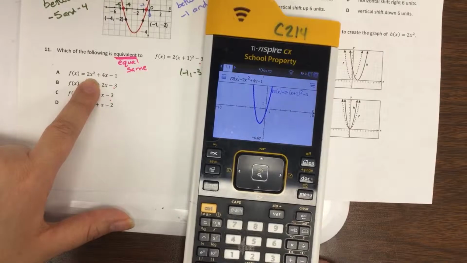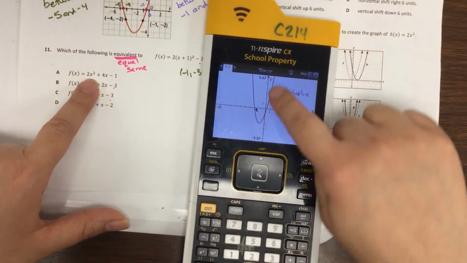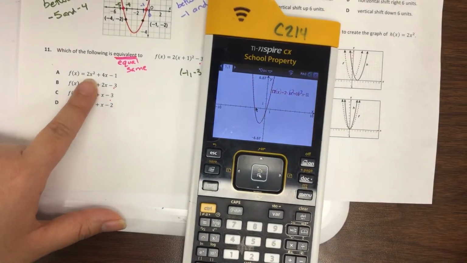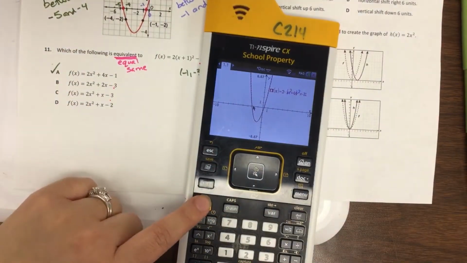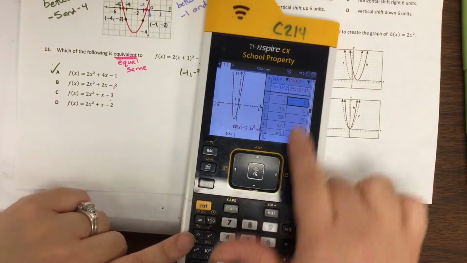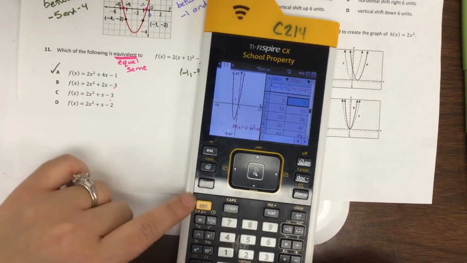Okay, so my 2x squared plus 4x minus 1. And when I graph it, I can see that they're overlapping. So this one looks good. Okay, I can do Control T and I can confirm those y values are indeed identical. So that right there is my answer choice.